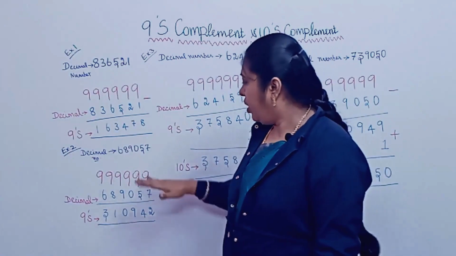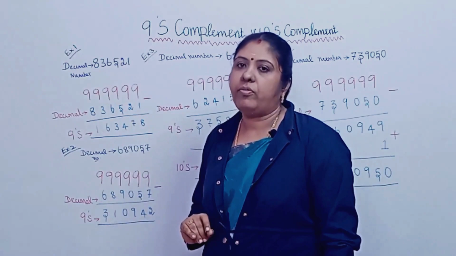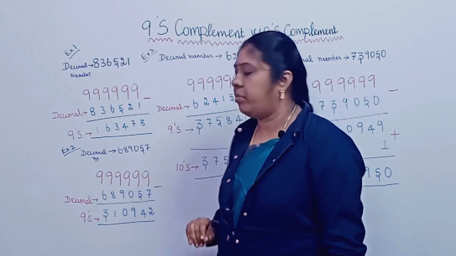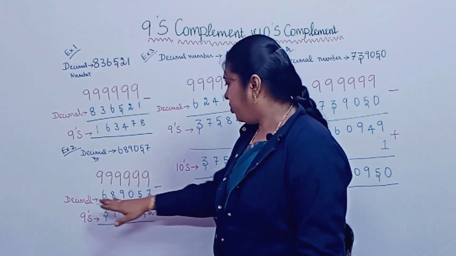Consider another example. The decimal number given here is 689057. We have to subtract each digit from 9 for converting to a nines complement. So 6 nines are taken.